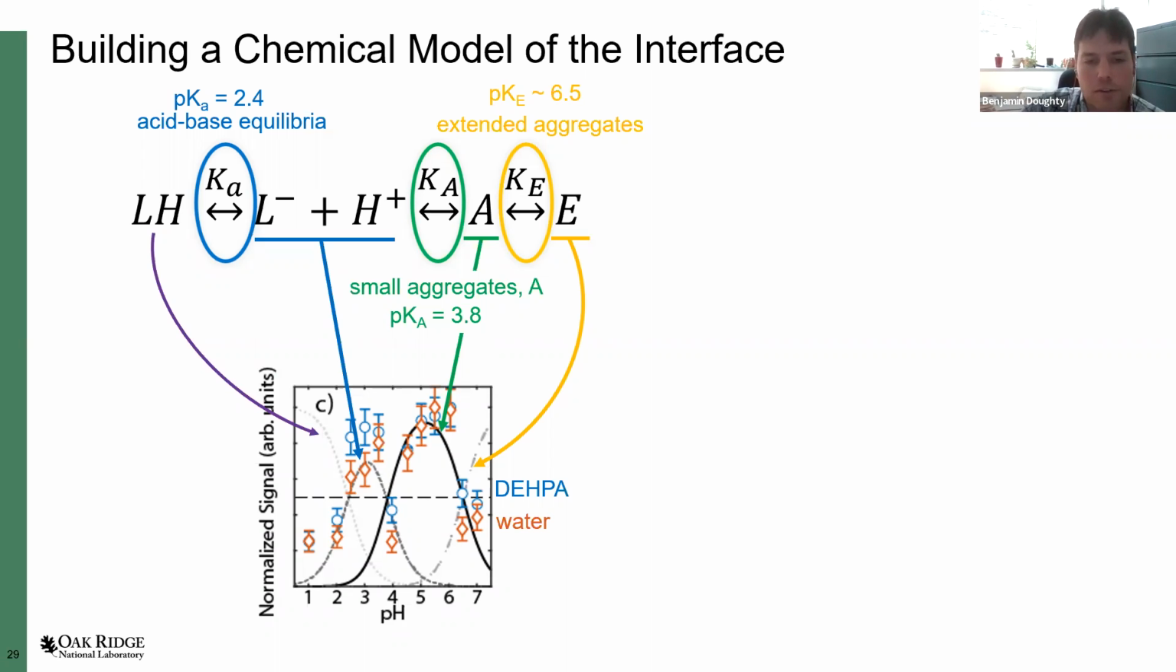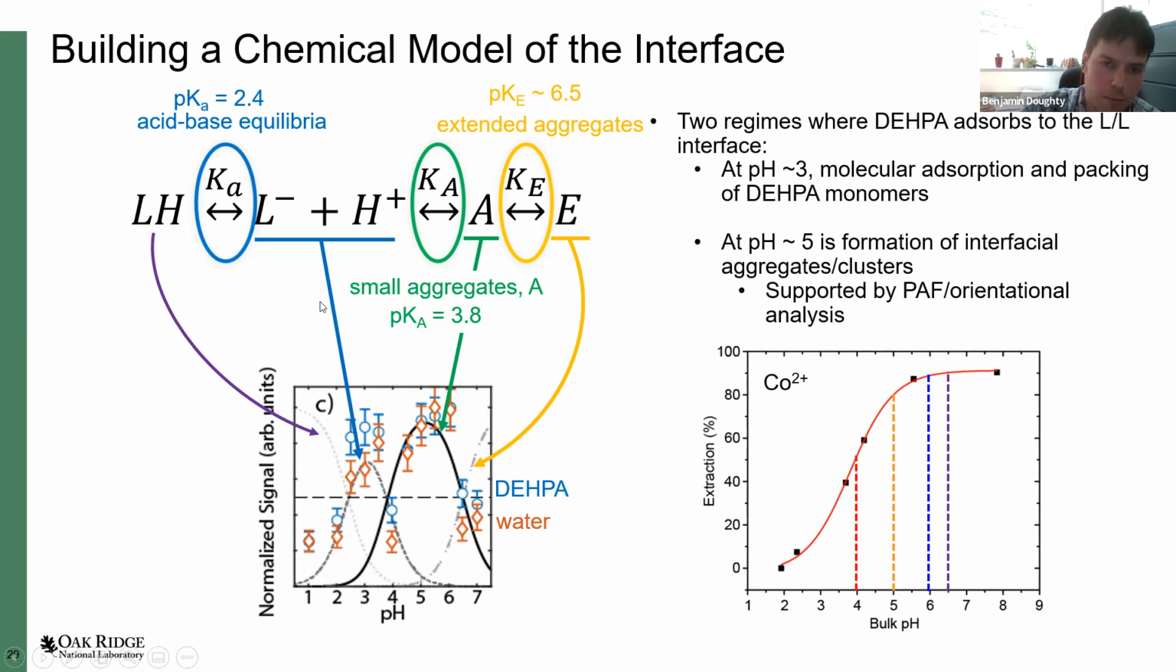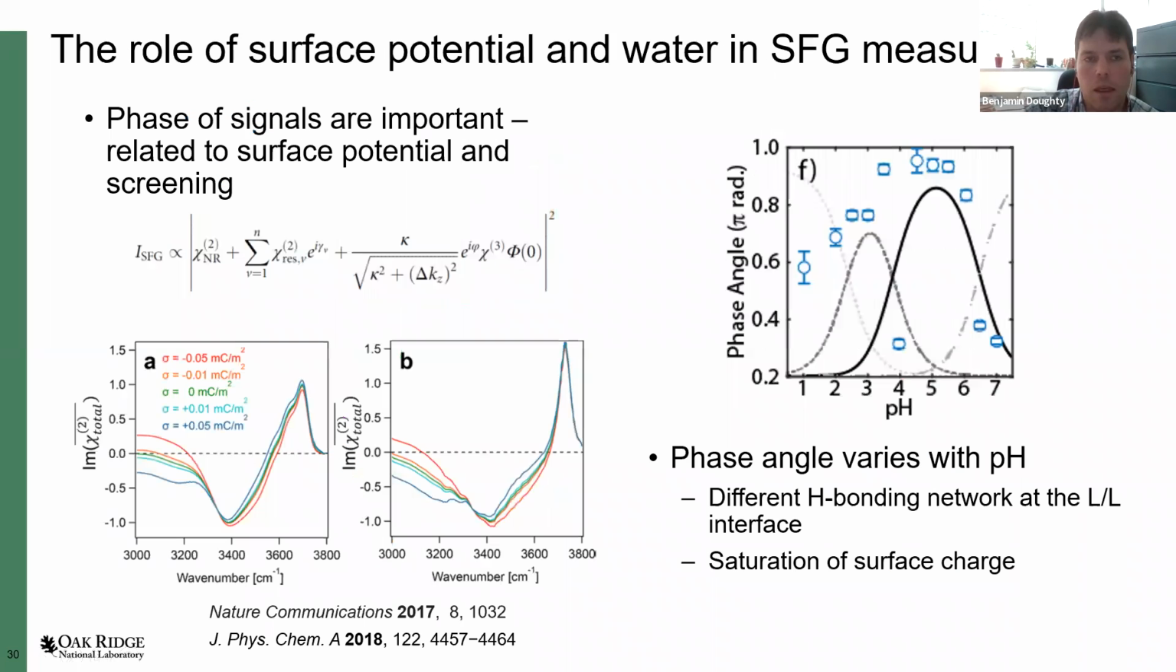So taking those together, you can plot the persistence of these things at different pHs. So in this window, we have a situation where we have predominantly monomers, ligands deprotonated. Over here, we have a window where we have small aggregates. So you have two regimes, right? You have a molecular absorption and then something about aggregates or clusters. And this is supported by the orientational analysis and packing analysis that we don't have time to talk about here.